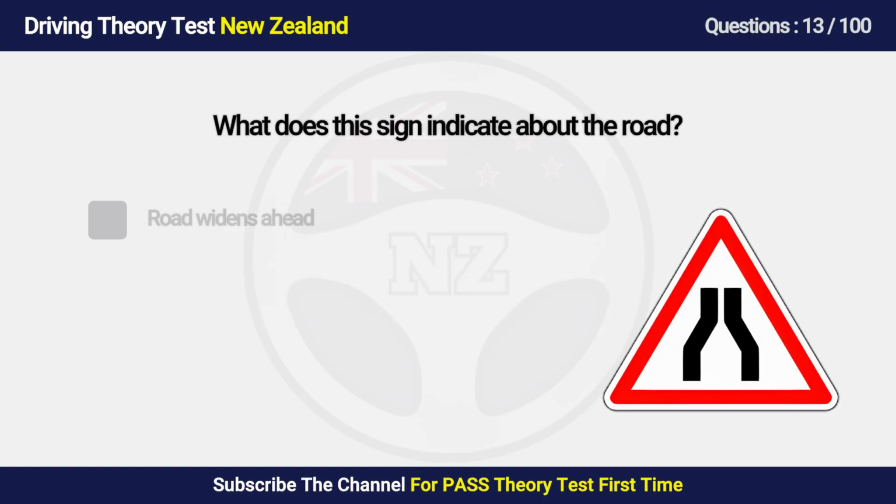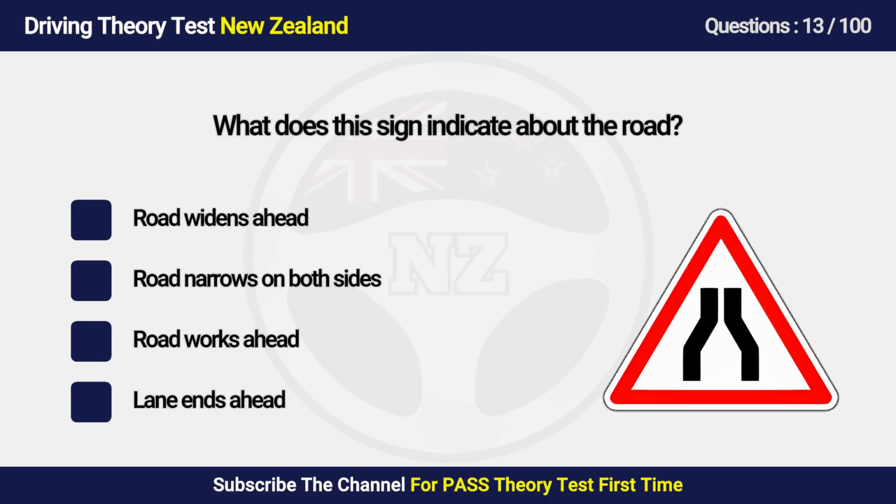Question 13. What does this sign indicate about the road? A. Road widens ahead. B. Road narrows on both sides. C. Road works ahead. D. Lane ends ahead.